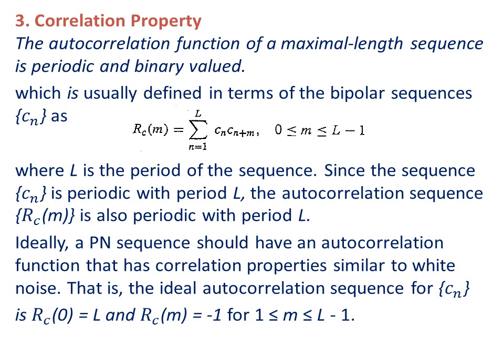Ideally, a pseudonoise sequence should have an autocorrelation function with correlation properties similar to white noise. That is, the ideal autocorrelation sequence for Cn is RC of 0 equal to L. That means if M is equal to 0, without shift, it is equal to L itself. And RC of M is equal to -1 for other values of M except 0, for M in between 1 to L minus 1. This is the important thing we need to remember here in the correlation property.